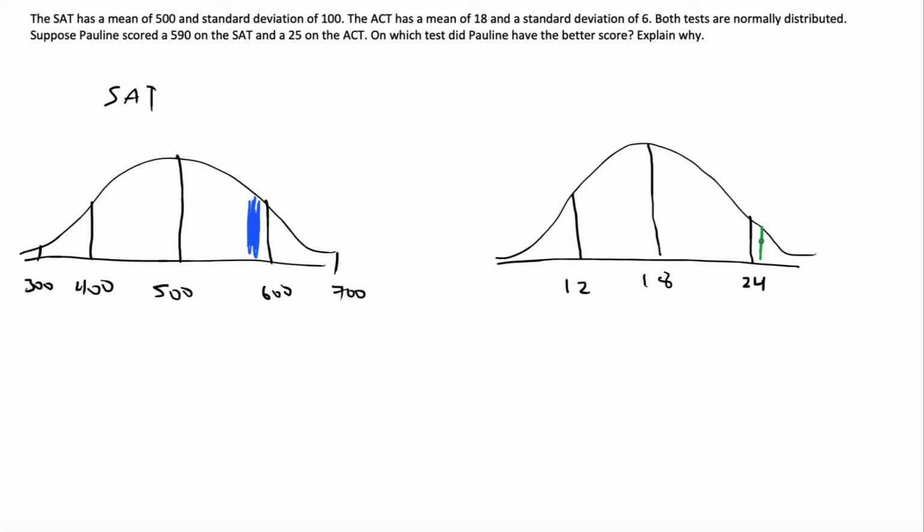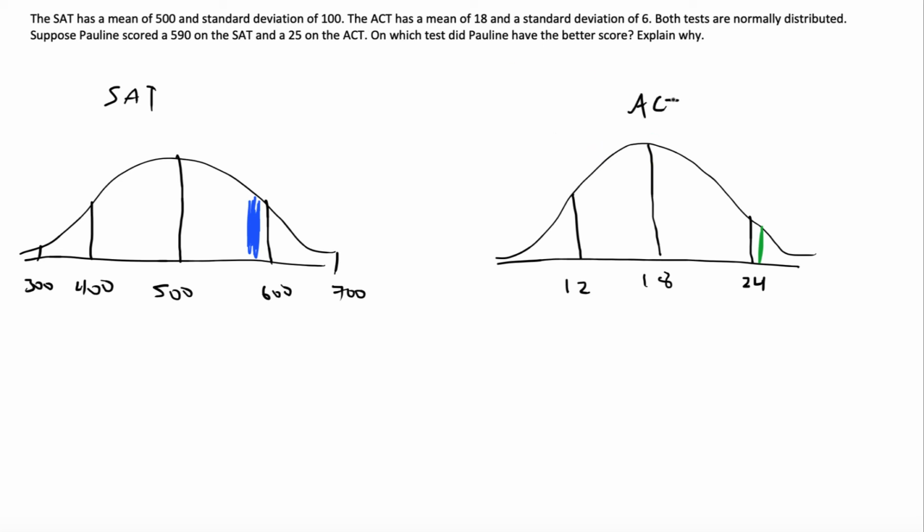So what does that mean? It means she did better than one standard deviation above the mean. So without even getting the percentages or the percentiles, based on where she stands in relation to the standard deviation, what can we conclude here? We can conclude that she did better on the ACT.